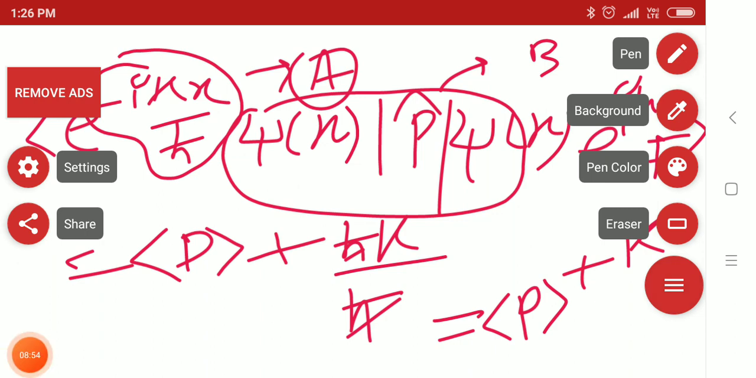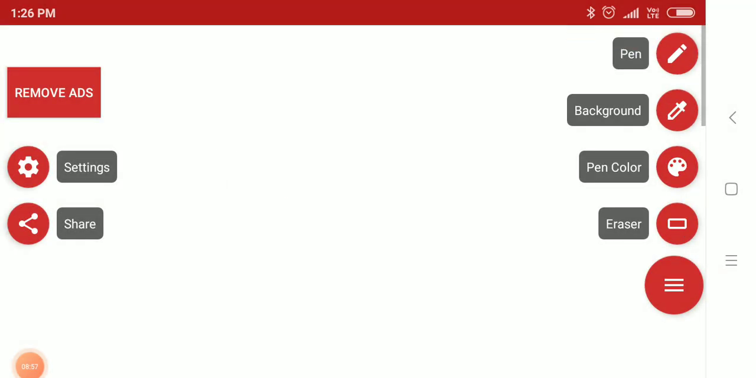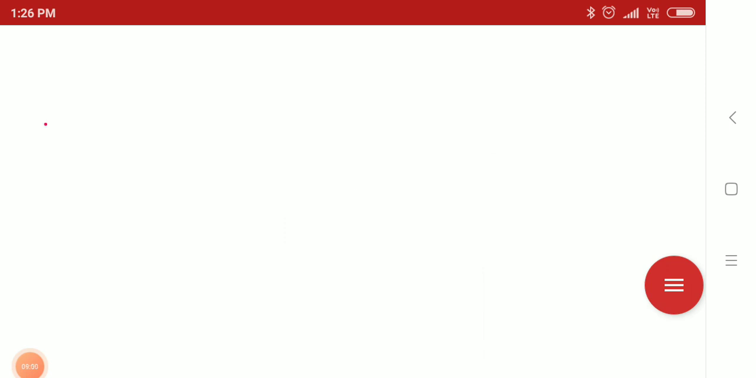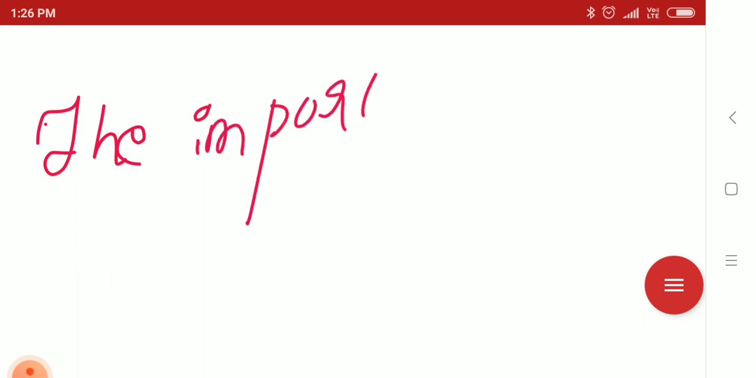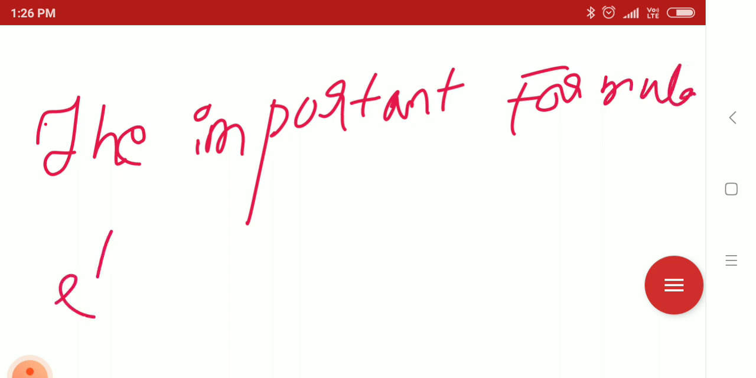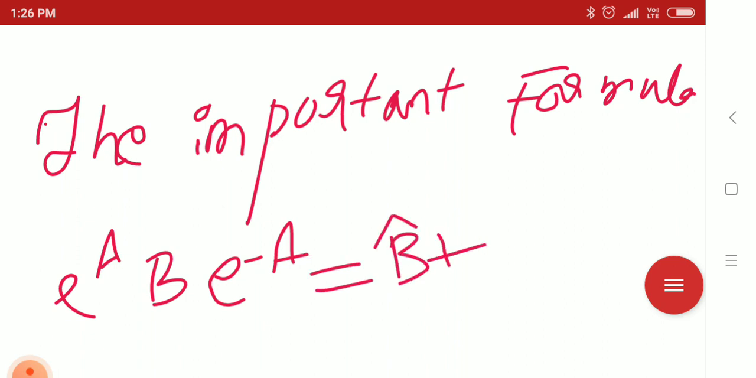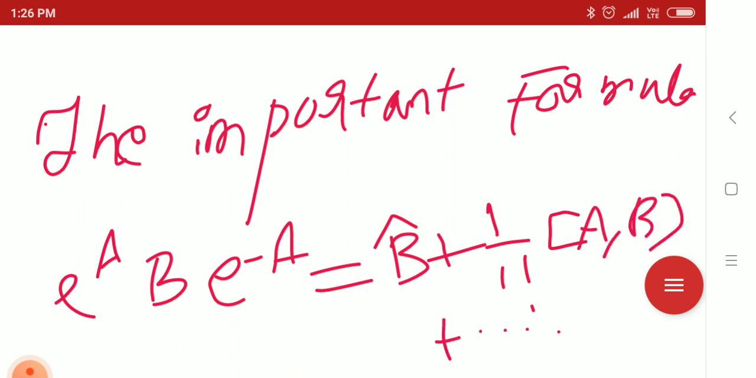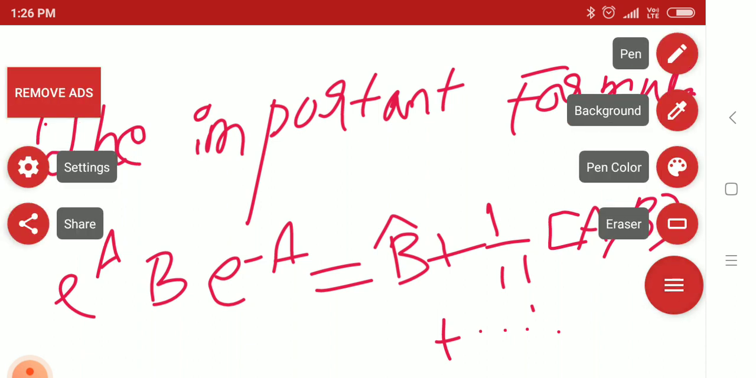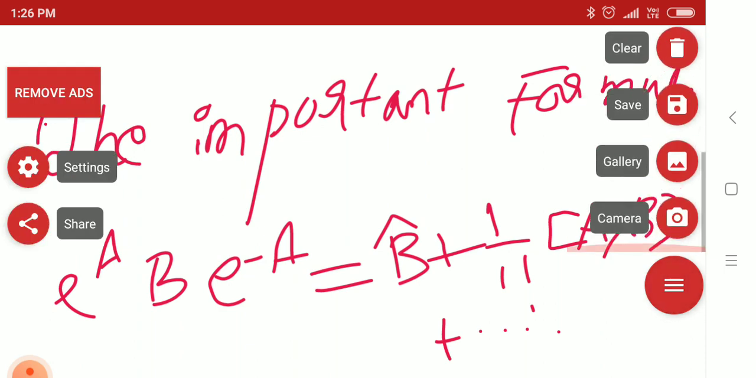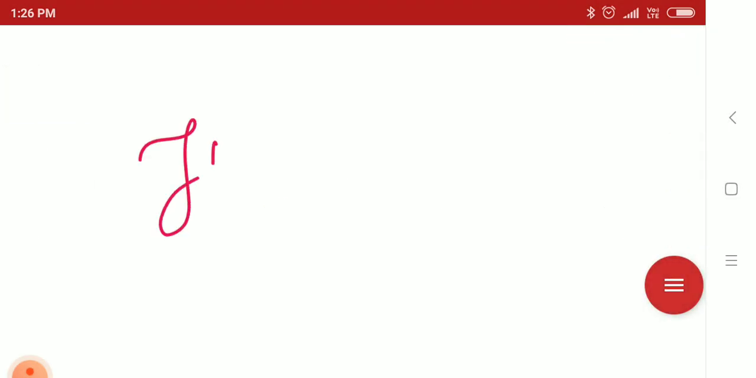So this is the important formula by which we can solve any such problem within a few minutes. I'm writing the important formula we have applied here: e to the power A, B, e to the power minus A is written as B plus 1 by 1 factorial A comma B plus further terms. This is the important thing by which we solved for the momentum expectation value. So that is it for today. Thanks for watching patiently. Bye.